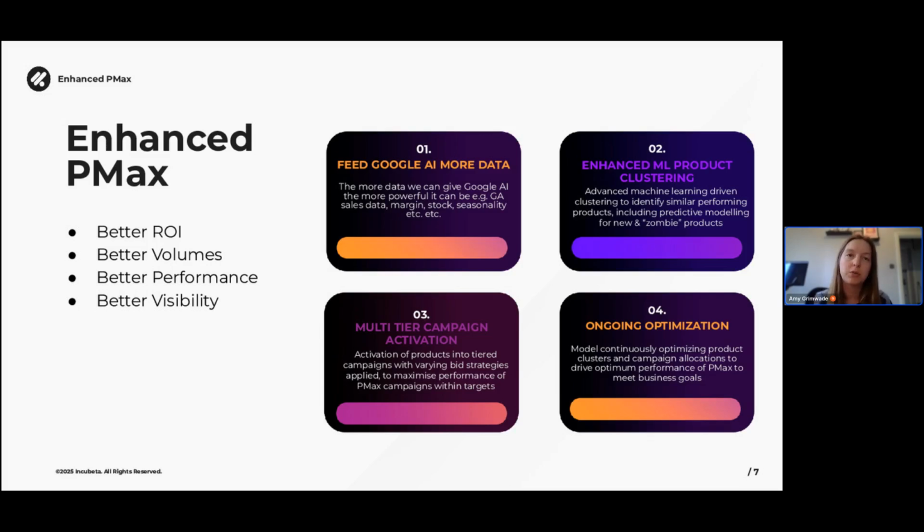The third aspect of the tool is how we actually activate this in the campaigns, which is obviously a very key part. We have a multi-campaign structure, and essentially we have different levels of prioritization within those campaigns, different budgets, different targets set, so that where we have this group of our strongest products, we make sure they're being prioritized accordingly within the campaigns as well.